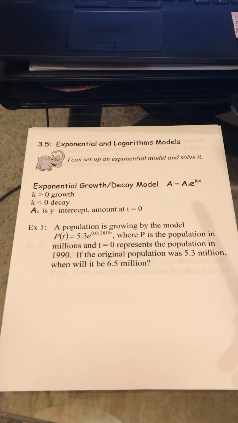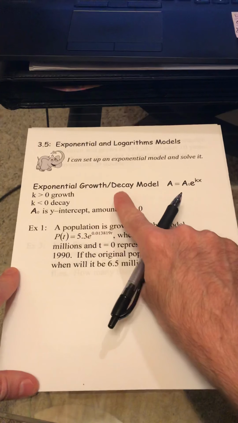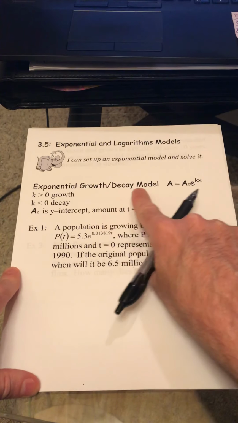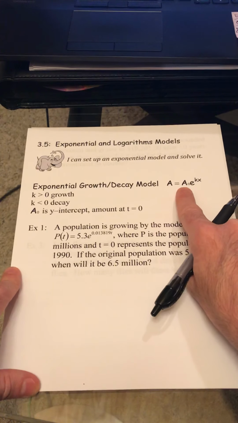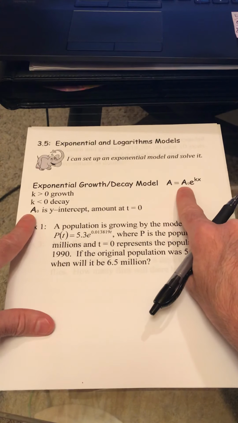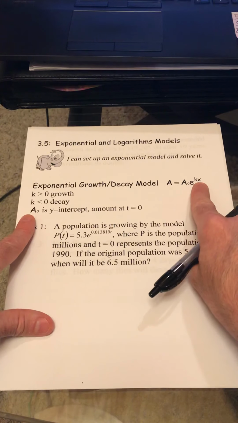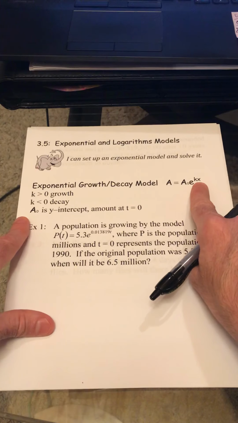I know I'd mentioned at the end of the 3.4 notes that we really aren't going to look at anything new in 3.5. It's mostly going to be some application and modeling within exponential and logarithmic models. So we'll certainly talk a little bit about the exponential growth or decay model, A equals a sub 0, which is your initial amount, times e to the kx. Basically, this is just an example of the PERT formula.